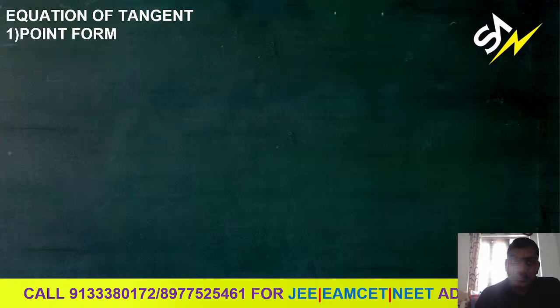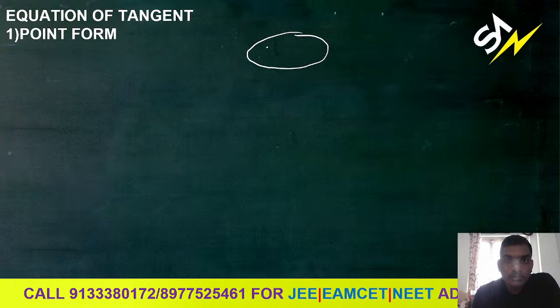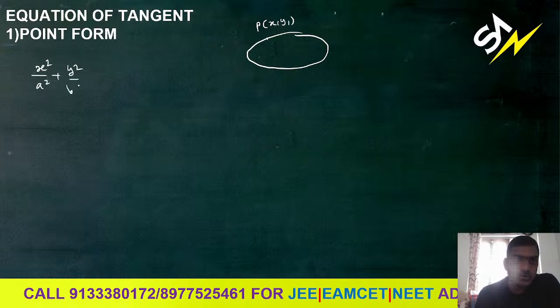Equation of tangent in point form. Equation of tangent in point form means that the point should be on the ellipse. Suppose here we have a point, let it be (x1, y1). The point should be on the ellipse. So here, what is the ellipse? x square over a square plus y square over b square is equal to 1.